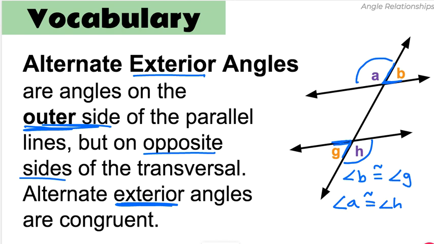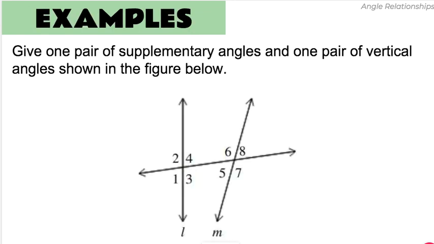So for our examples, we're going to jump over to example number 4. Example 4 says, give one pair of supplementary angles and one pair of vertical angles. Okay, so let's look at supplementary first. Supplementary angles, it's going to be an angle plus another angle equaling 180 degrees, or they add up to a straight line. Okay, so we have a ton of straight lines here.